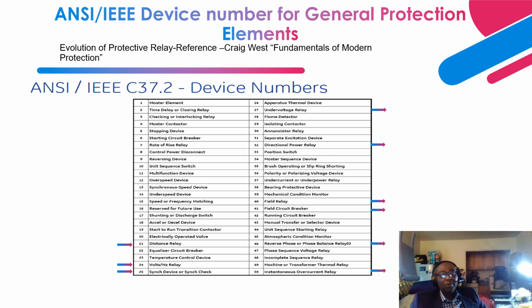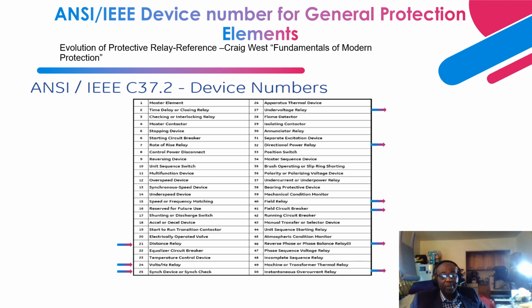Then directional power relay, I made mention, for reversal of power flow into the generator. Then a field relay, loss of excitation. If you have a field set up on the rotor winding, and you lose that magnetic field due to a problem with your excitation system or inaccurate measuring system, or let's say you have a VT failure, then your magnetic field is going to change, and that's how this relay detects a problem with the excitation system and the rotor winding.